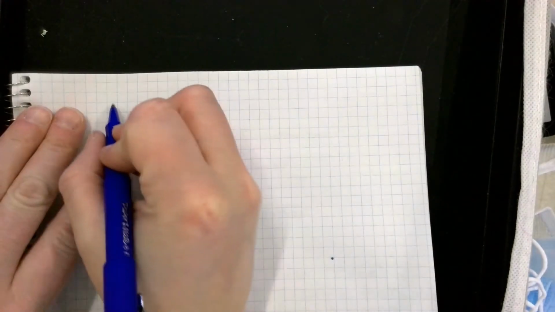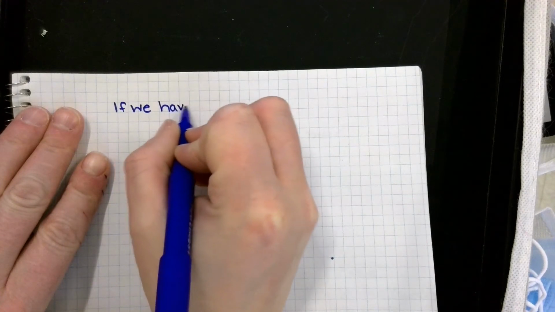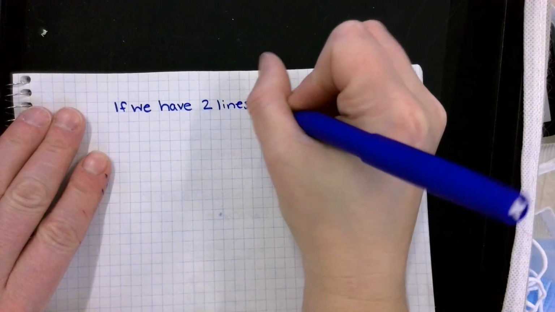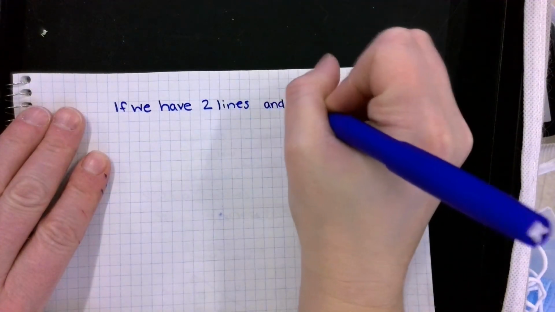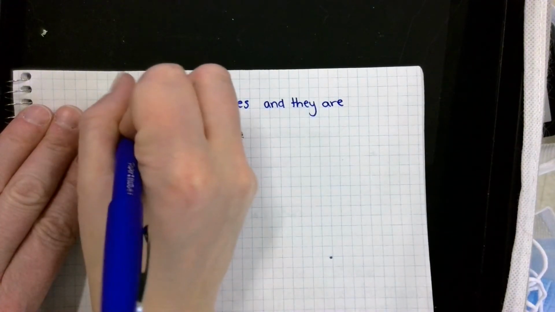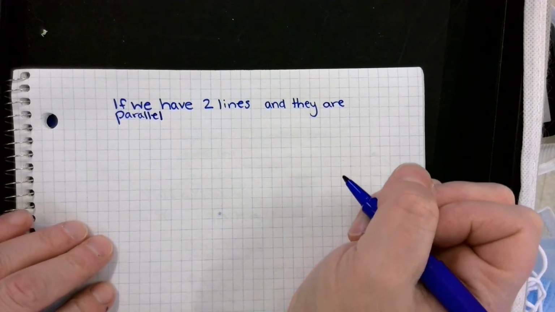Okay, the next part. This is the harder part. So that part was okay. I think if we practiced it, you guys would be fine. It's going to be the second part that's a little bit trickier. Okay, so if we have 2 lines and they're parallel.